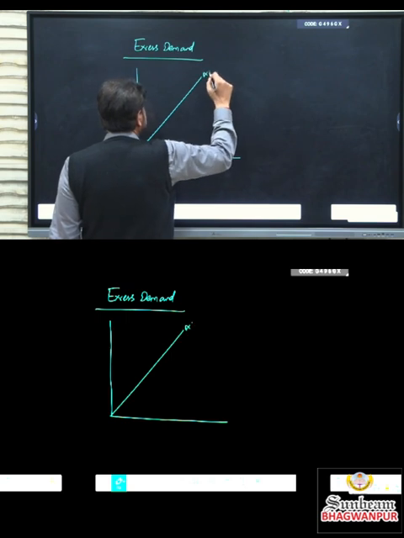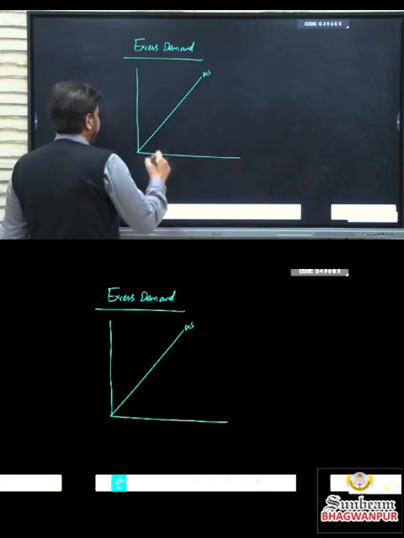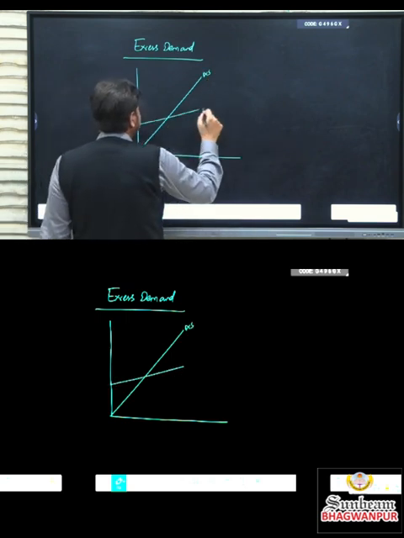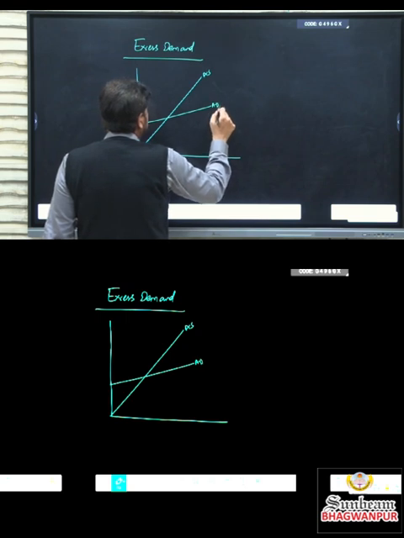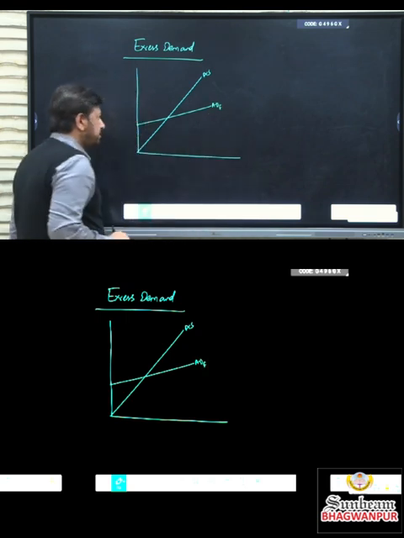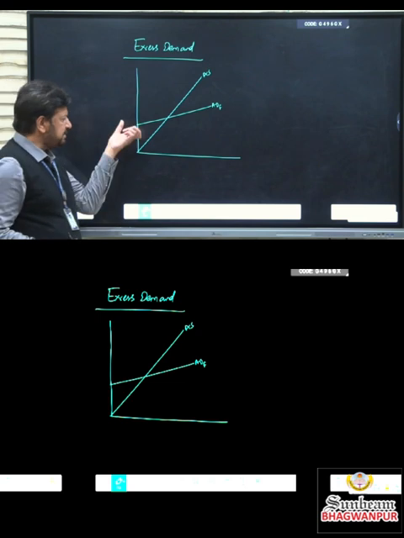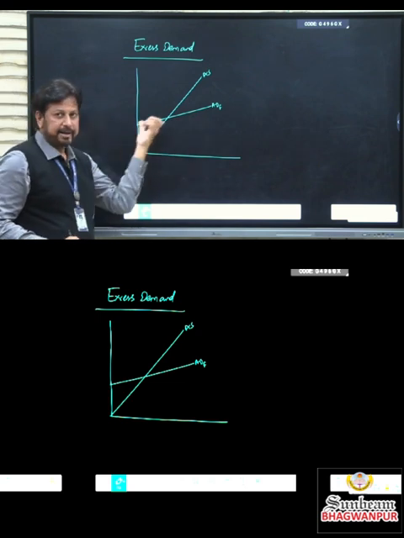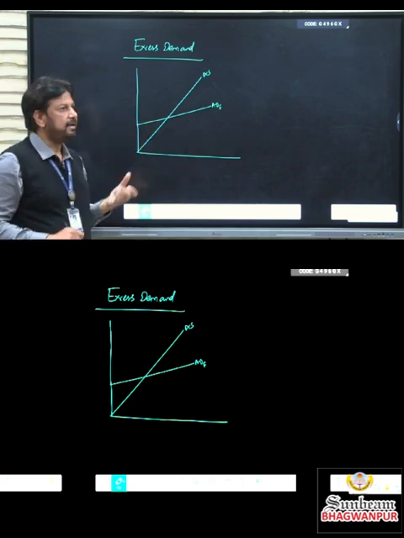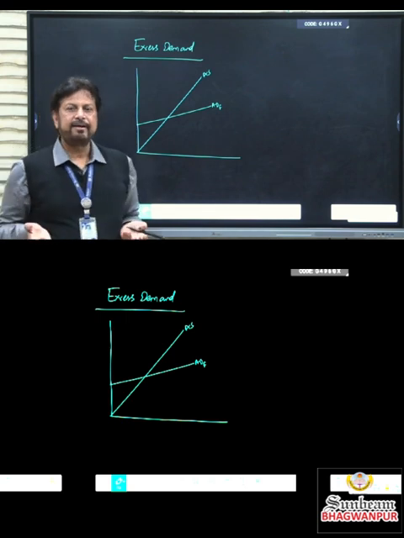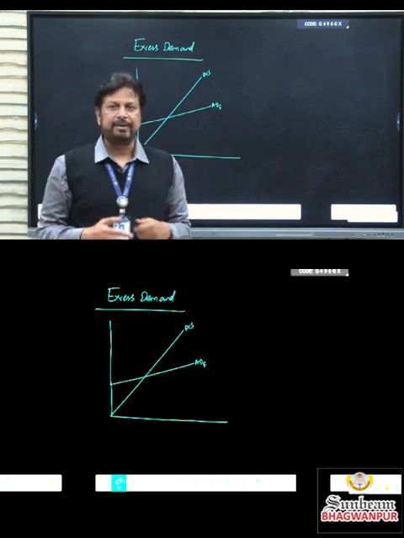This is the aggregate supply curve and this is the aggregate demand curve. Now what is this aggregate demand curve? This aggregate demand curve, that is ADF, is actually the desired aggregate demand for achieving full employment.